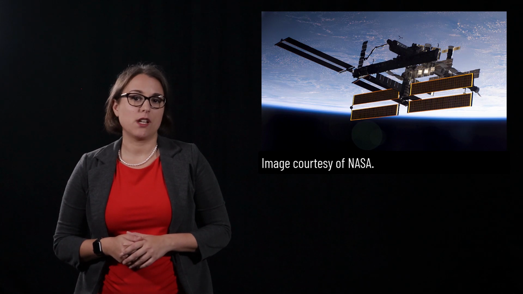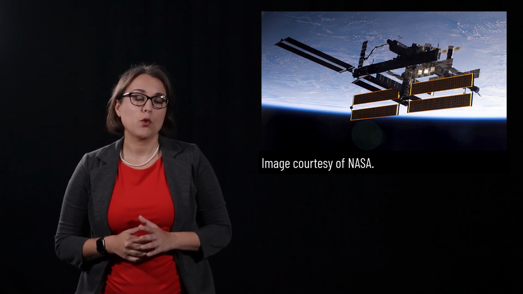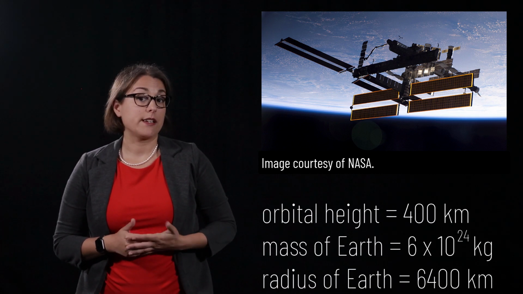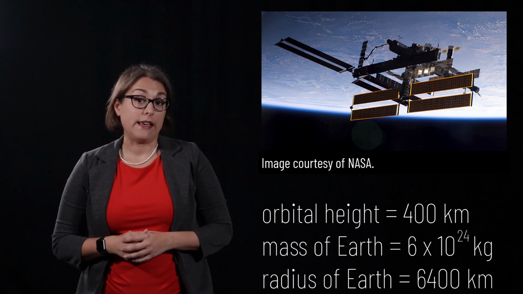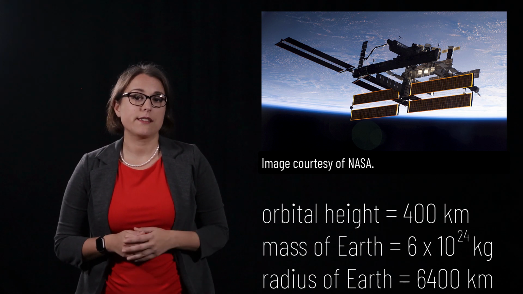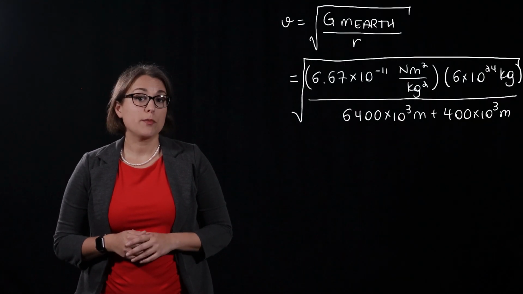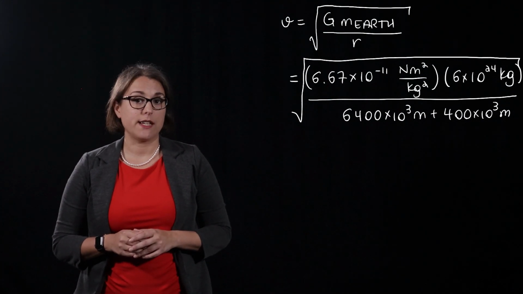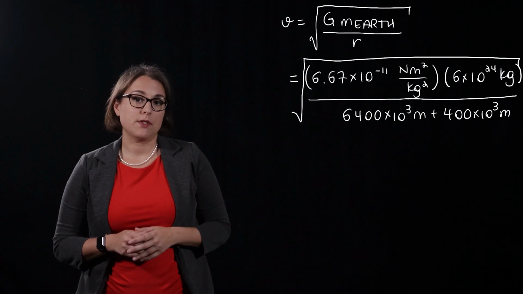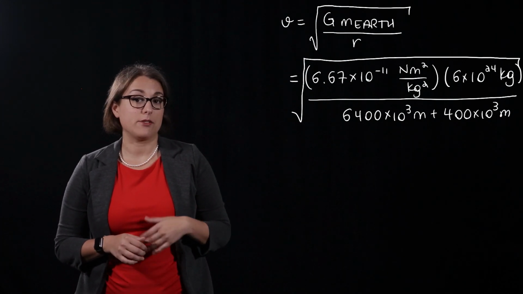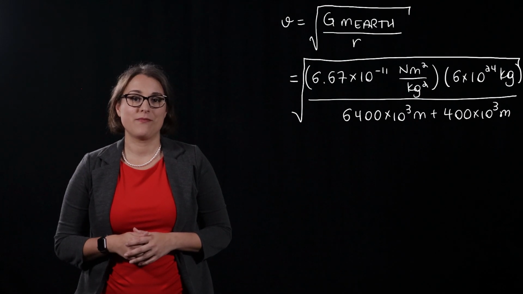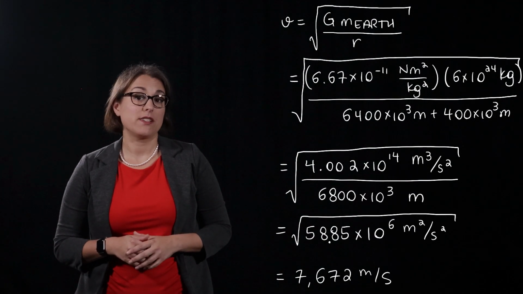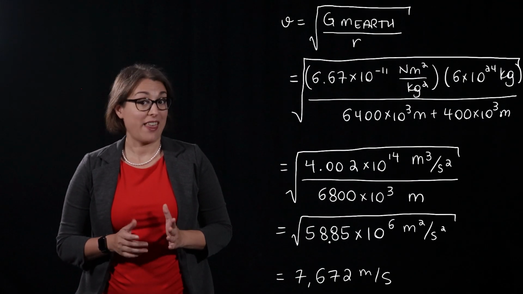Let's calculate the orbital velocity of the International Space Station, which orbits approximately 400 kilometers above the Earth's surface. The mass of the Earth is 6 times 10 to the 24 kilograms, and the radius of the Earth is approximately 6,400 kilometers. The orbital velocity therefore equals the square root of 6.67 times 10 to the negative 11 times 6 times 10 to the 24 divided by 6,800 times 10 to the 3. After doing the math, we find that the orbital velocity is approximately 7,672 meters per second. That's fast.